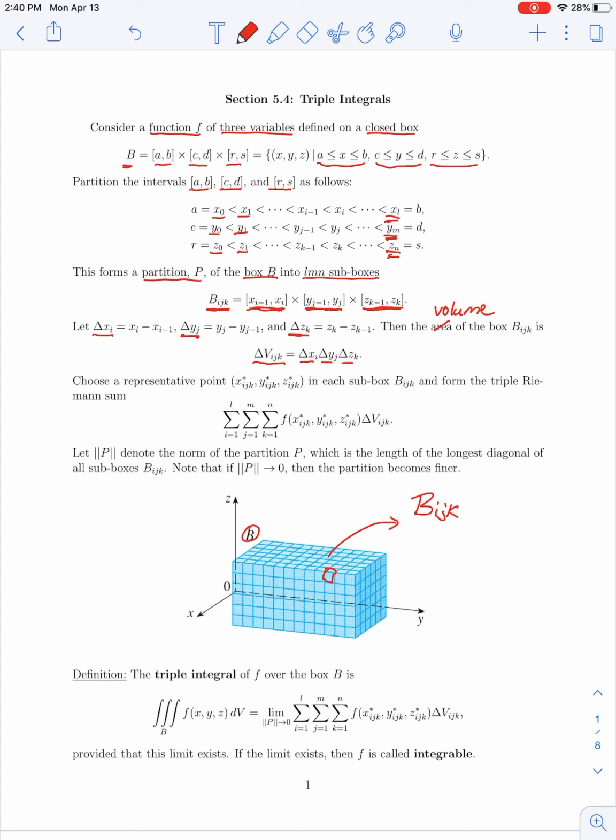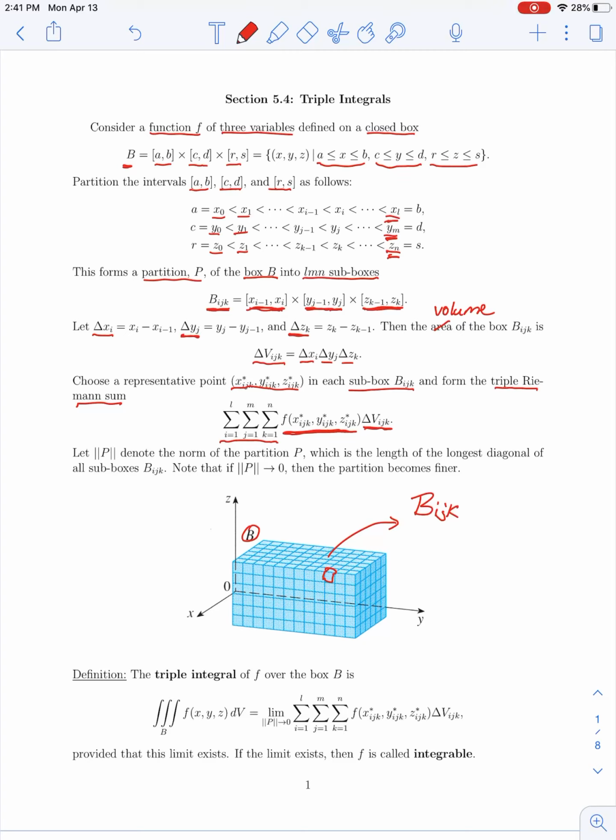Once we have the volume of each of our sub-boxes defined, we're going to choose some representative point, (x, y, z) sub ijk star, in each of these sub-boxes. The subscript ijk denotes which box we're choosing our point in, and we use a little star superscript to denote our representative point. We're going to form a triple Riemann sum, which is defined as evaluating the function f at our ijkth representative point, and then multiplying by delta V sub ijk, the volume of that box where we chose our point from. We do that for every box and sum that product over all such boxes, that is, summing over the x, y, and z partitions.